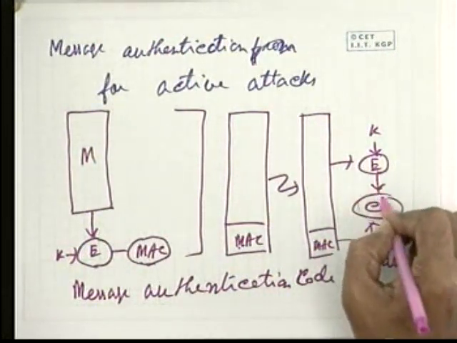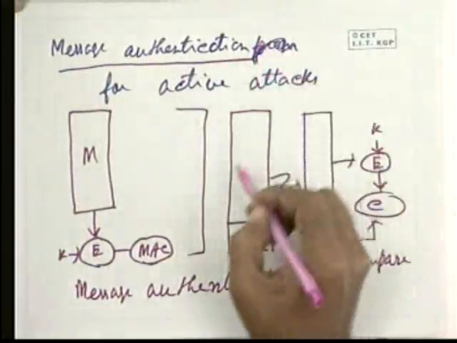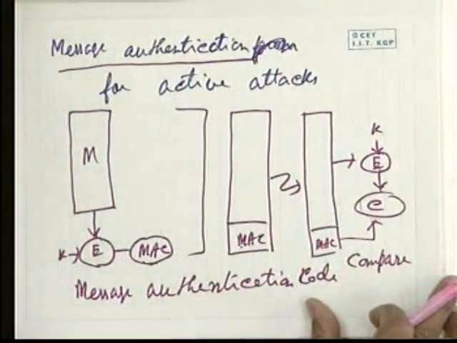These two are compared, and if there is a mismatch, the destination node knows that the information has been received from an unknown source, not the desired one. So it has been received from some unauthorized source. This is how message authentication can be implemented by using an encryption technique.